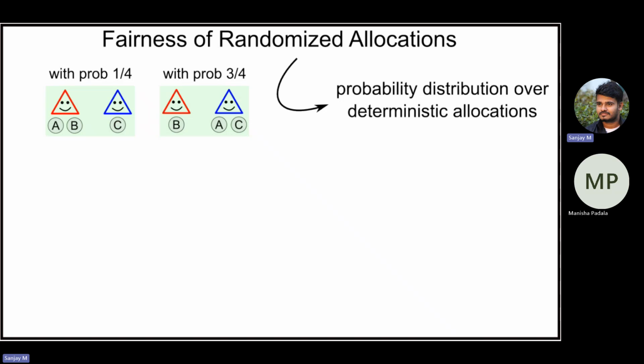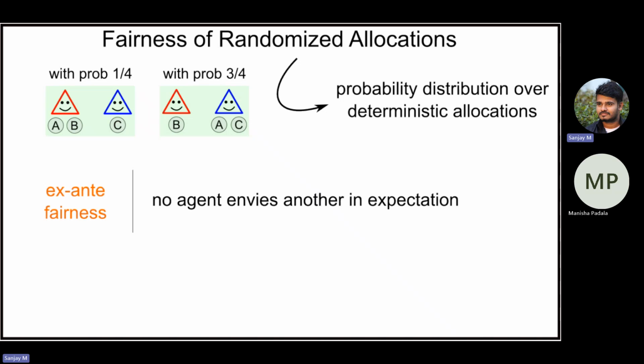So what does it mean for a randomized allocation to be fair? We saw two notions for deterministic allocations, exact envy-freeness and EF1. What are similar fairness notions for randomized allocations? One notion you could think of is the one that was violated just a second ago. If you have a randomized allocation, no one should envy another person in expectation. There should be no expected envy. That's one very natural property to write down. We are going to call it the ex-ante fairness notion.